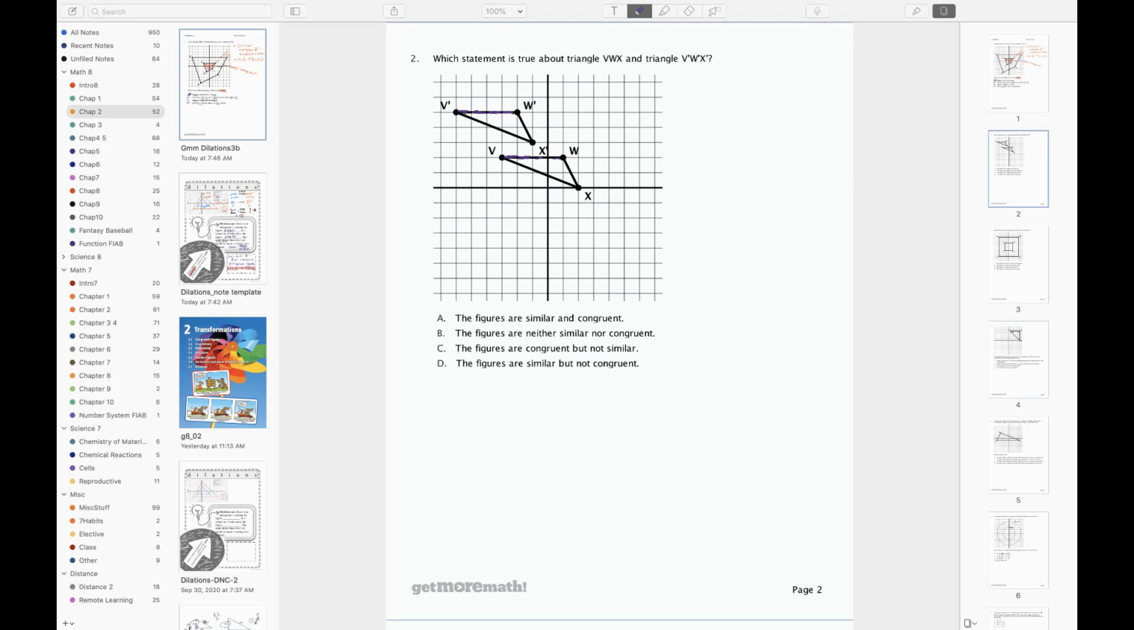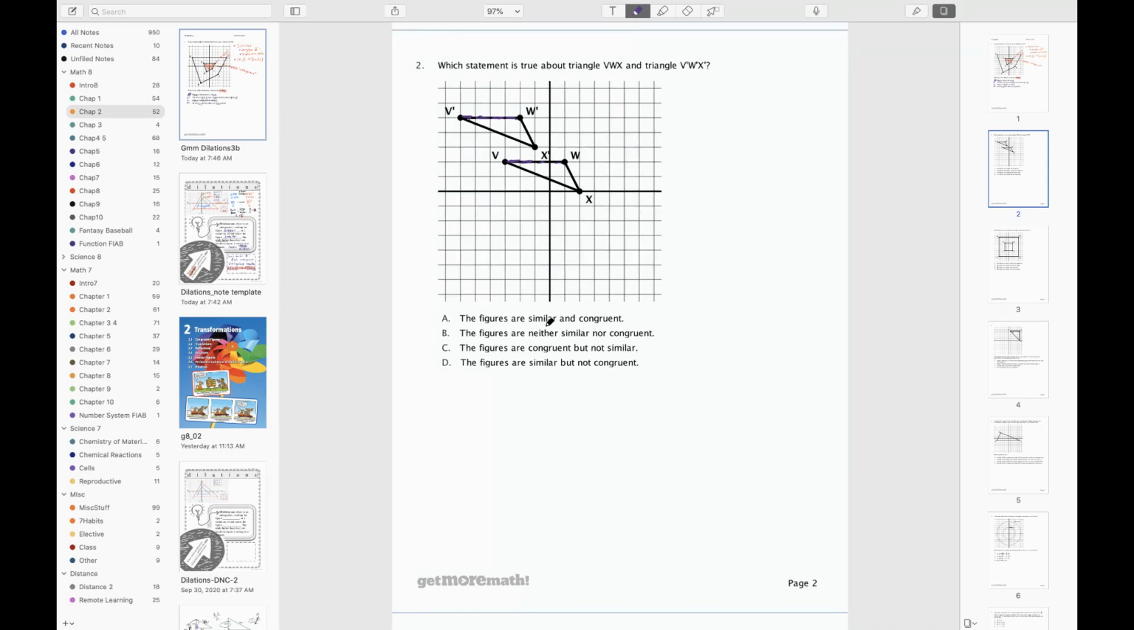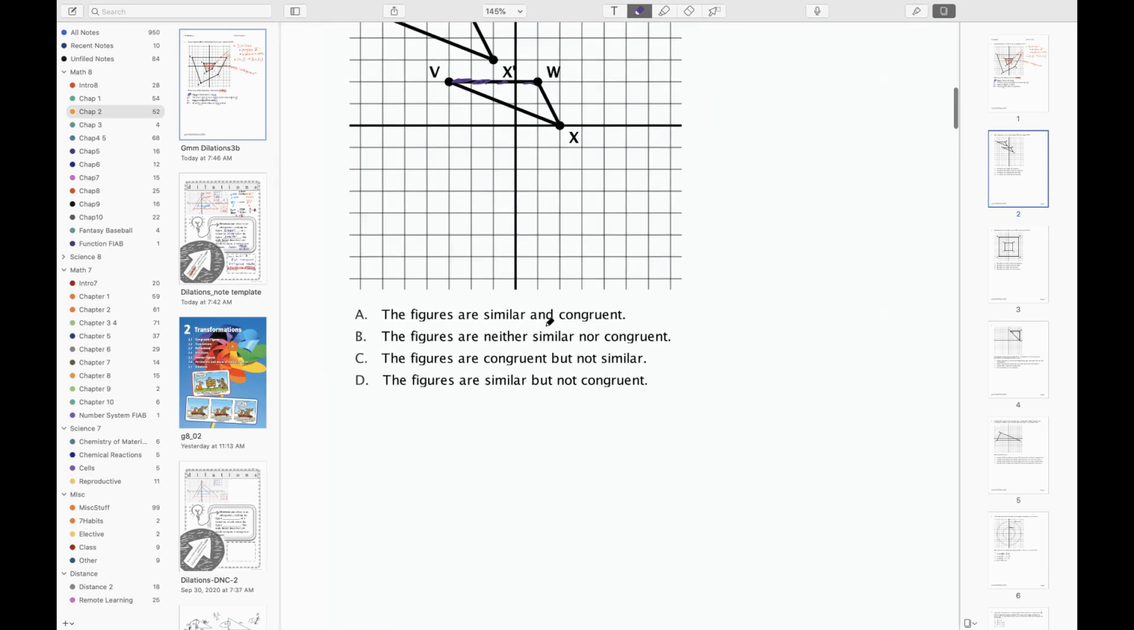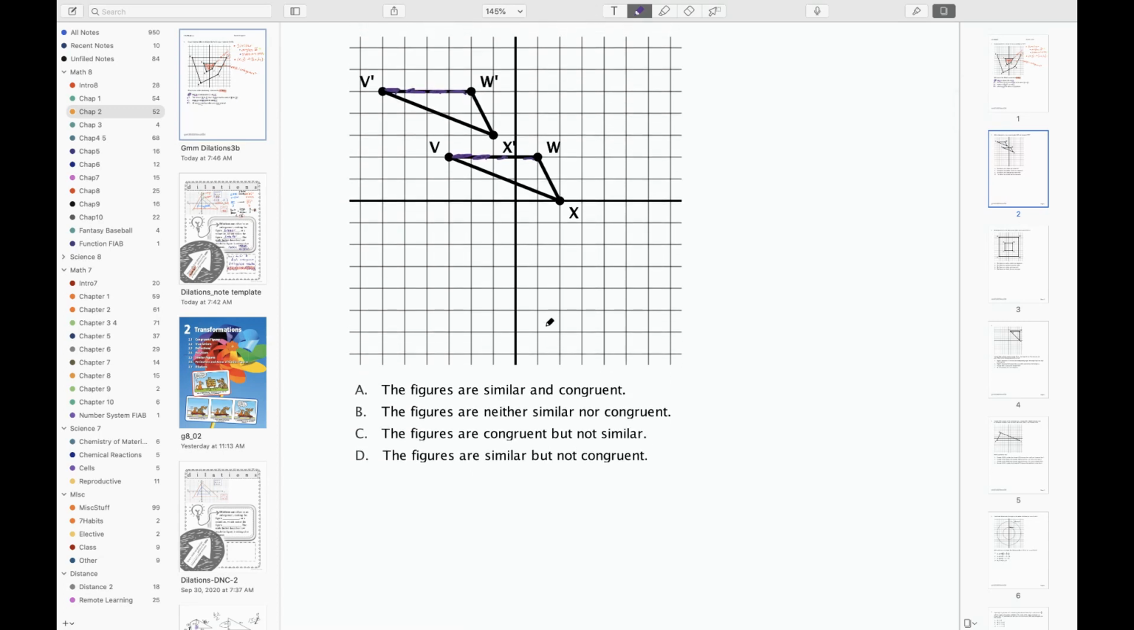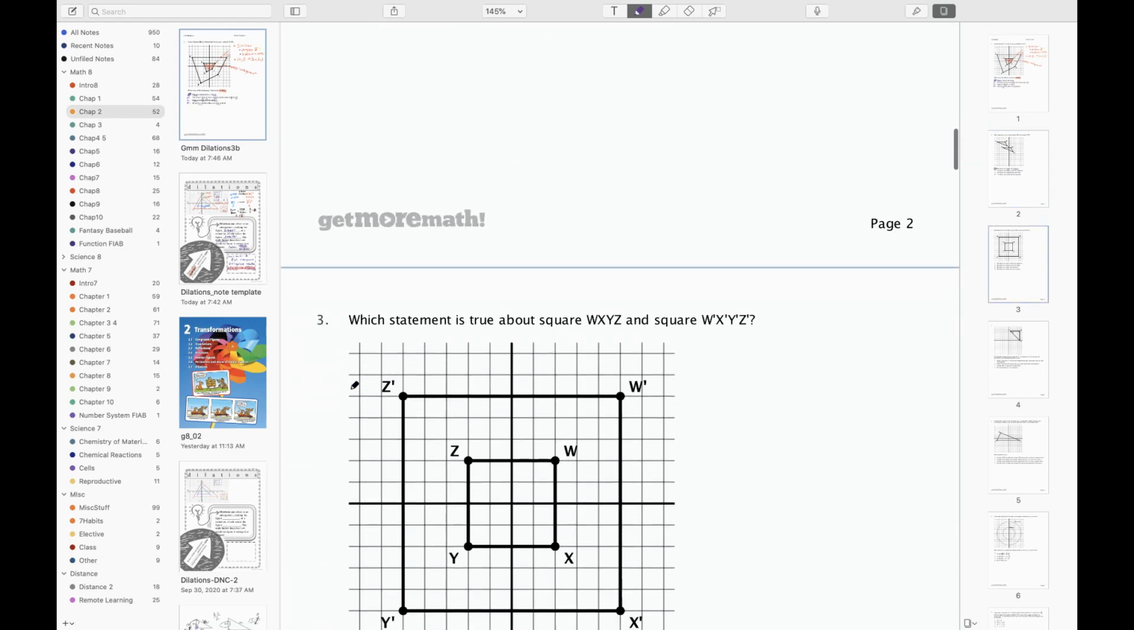So same shape, same size, similar, because we could say that they're proportional, so the sides are proportional and the angles are congruent. And we could say they're congruent because the sides are congruent and the angles are congruent. So we could say both are true. That's a different one. It's good that it's showing up here on the examples.